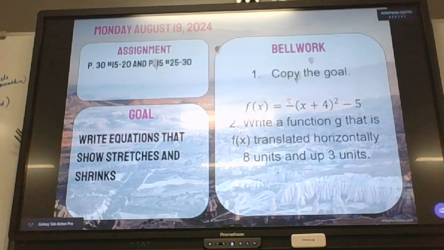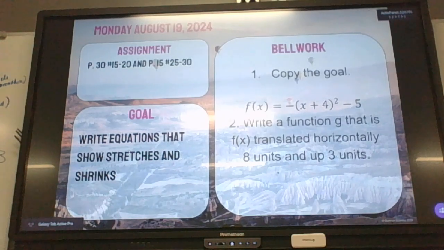I'm going to keep the other parenthesis. I'm going to keep the 2. I'm going to keep the minus sign. I'm going to keep the 5. But I have to move it 3 units up. So at the very end, I'm going to put a +3. So this is how the 8 and the 3 get inserted according to those words.